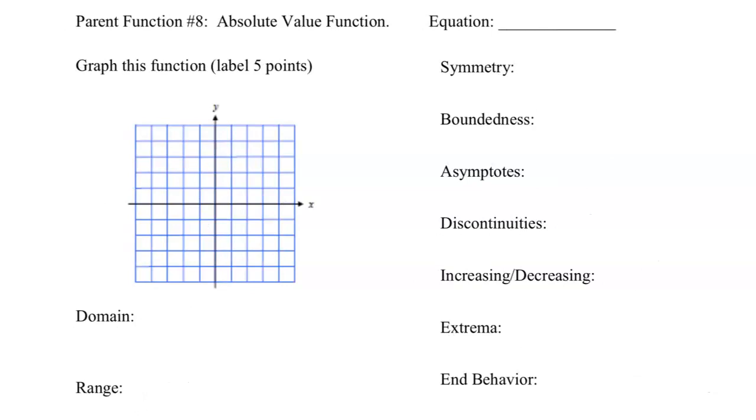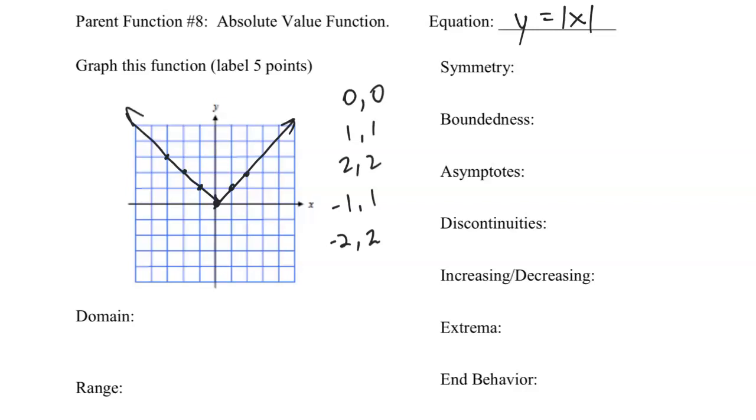Okay, parent function number 8 should be pretty familiar to you, the absolute value function. y is equal to the absolute value of x. And so if we just try to plot some points, the absolute value of 0 is 0. The absolute value of 1 is 1. The absolute value of 2 is 2. So you can kind of see that's going to be a linear function on that side. The absolute value of negative 1 is positive 1. The absolute value of negative 2 is positive 2. So there's this other piece on the other side that is also a linear equation. And so the absolute value function is really just two lines basically glued together.